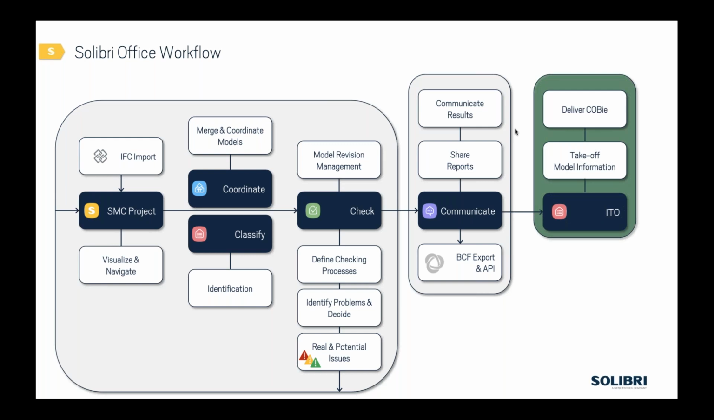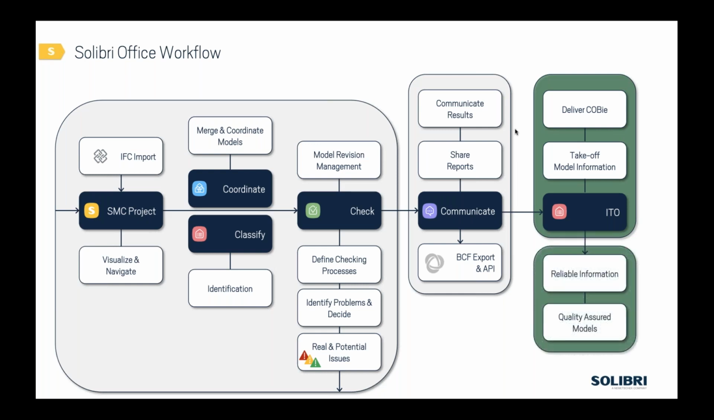And it's at this point where we can trust the information, it's fit for purpose, and then we can deliver things like COBie, we can do takeoffs, and of course, we can trust that it's reliable, and we have quality assured models as we work our way through the project. So it's a big summary of Solibri Office, and this workshop series is designed to break into some of this stuff in greater detail.